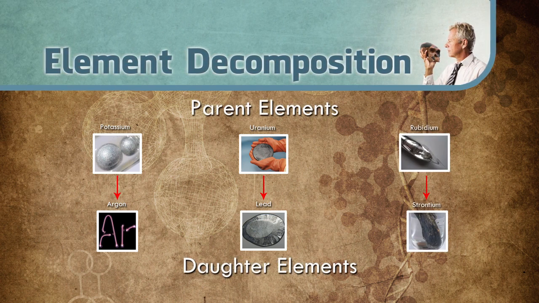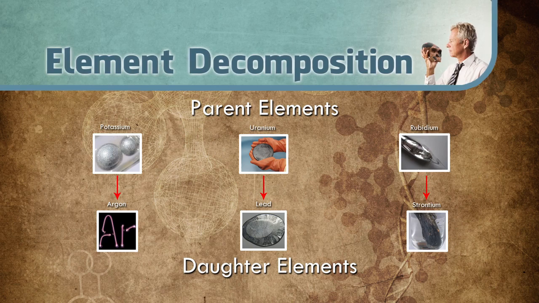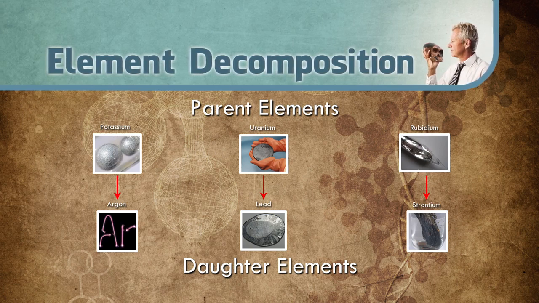The starting element is called the parent element, and the element after the decomposition is known as the daughter element. Scientists are able to measure the rate at which the parent isotopes decay into the daughter isotopes with an amazing degree of accuracy. The problem is that dating techniques like these become more and more inaccurate in telling ages the farther back they try to predict age.